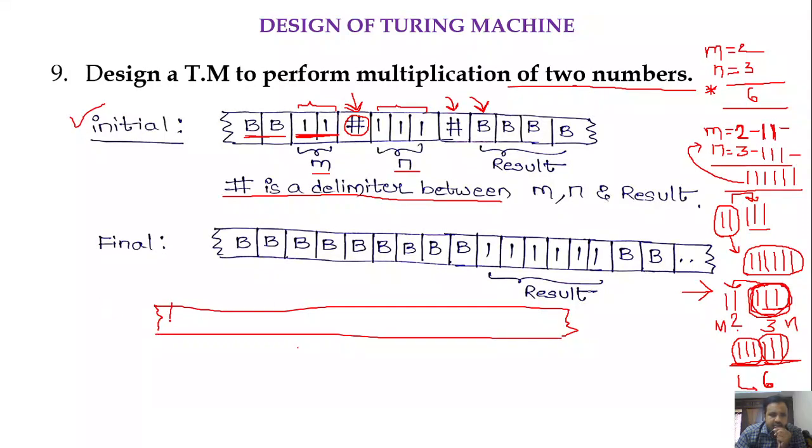Okay. So we are going to have a blank. Next, we are going to have this m value, 1 1. Next, we are going to have a hash. Next, 3 ones, which is the n value. And next one hash, which indicates the end of n and the beginning of the result portion. So initially the result portion consists of blanks.